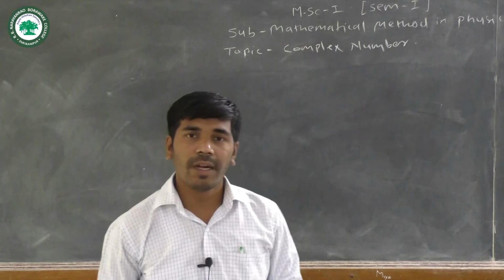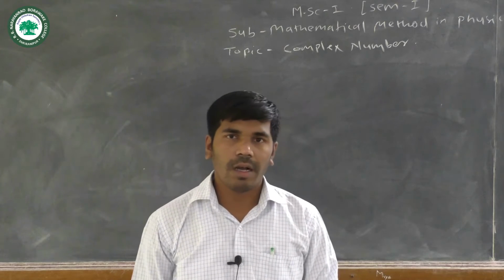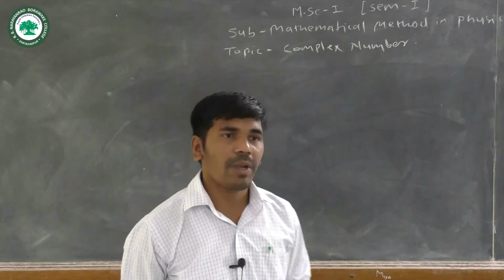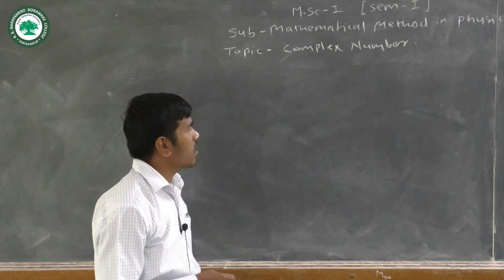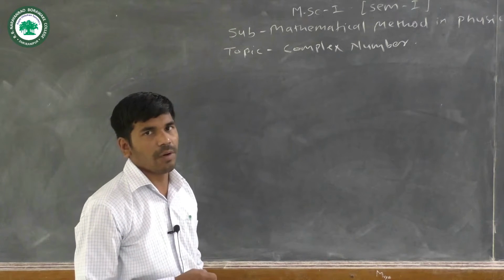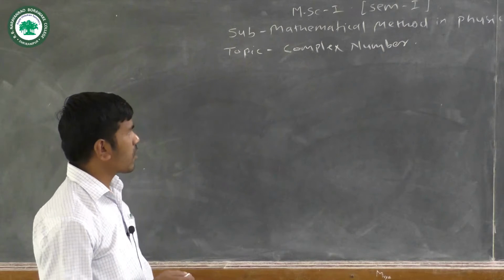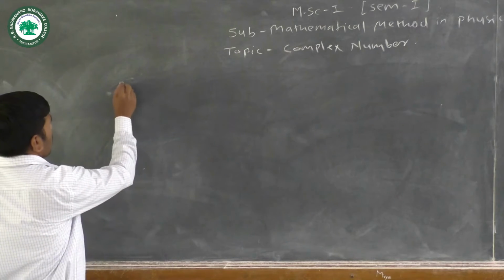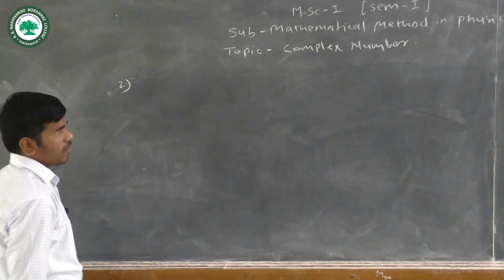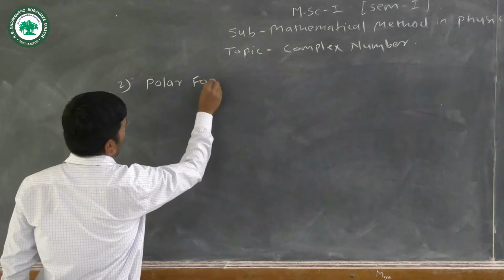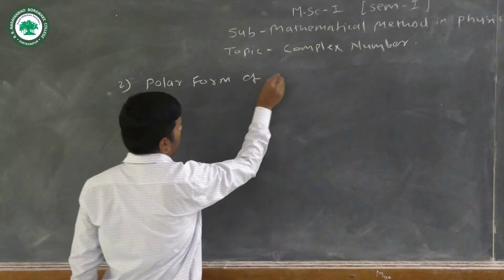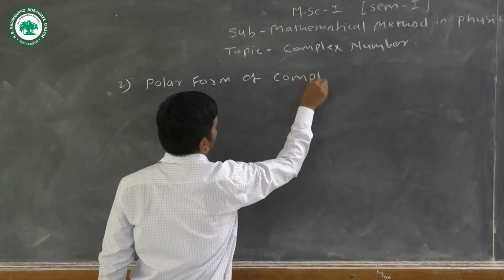Last lecture we talked about the Cartesian form of the complex numbers. In this lecture we are going to discuss the polar form of complex numbers. So let's start. This is the second form of the complex numbers, that is the polar form of complex number.